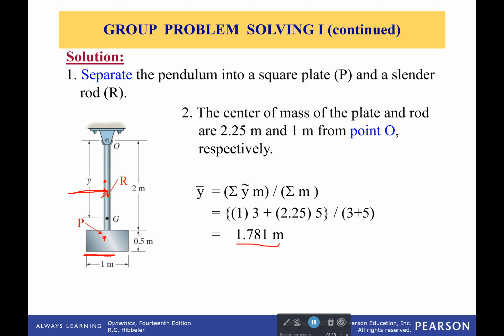Now, where is that measured from? Well, let's do a little bit of detective work here. First off, the rod here has a mass of 3 kilograms, and it is too long. And so what we're measuring from is right here. This is our origin for measurement. So it's 1.781 meters down from the origin.